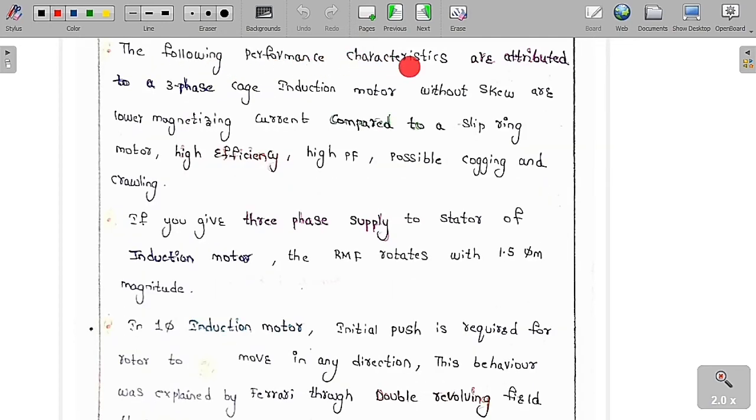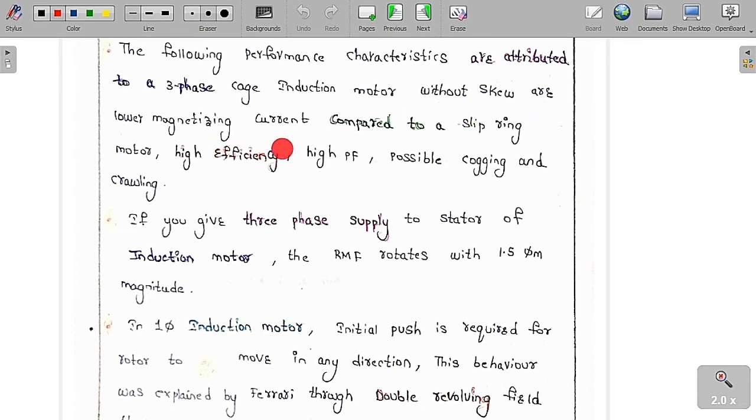The following performance characteristics are attributed to a 3-phase squirrel cage induction motor without skewing: lower magnetizing current compared to a slip ring motor, high efficiency, high power factor, possible cogging and crawling. If you give 3-phase supply to the stator of an induction motor, the RMF rotates with 1.5 Φm magnitude. I will explain this here. Basically, the following performance characteristics are attributed to a 3-phase squirrel cage induction motor without skewing.